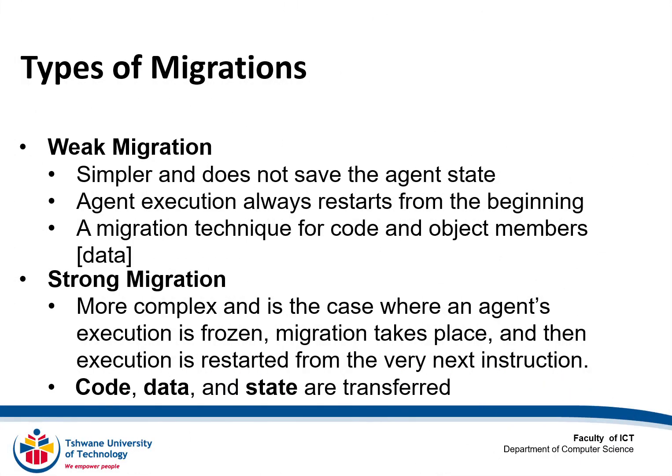Different types of migrations. We've got what we call weak migration, which is simpler as it does not need to save the agent state. The reason it does not need to save the agent state is because when it gets to the new platform and the new container or the new environment, it will just start again from the beginning. It will just re-execute. Okay.